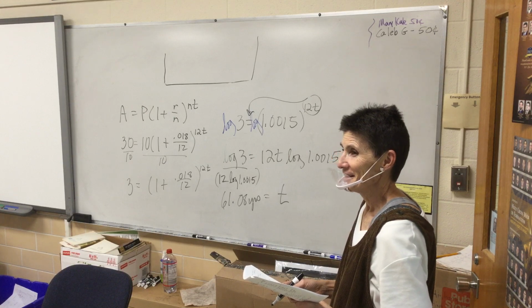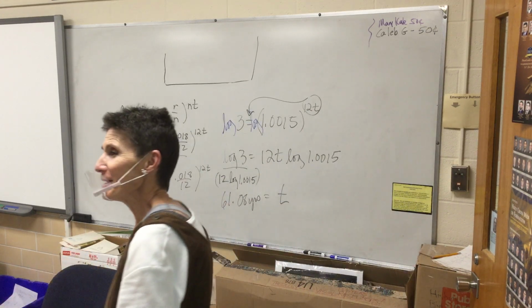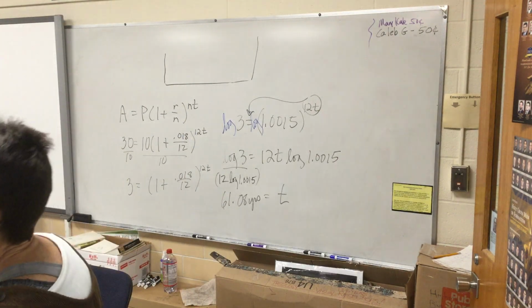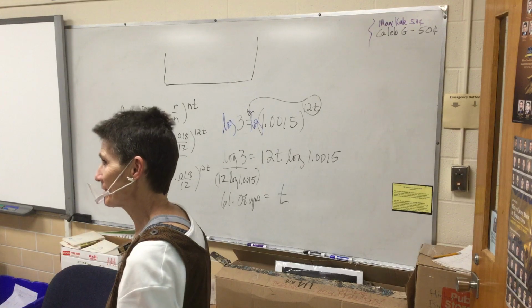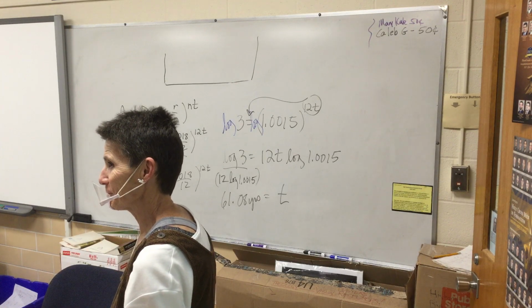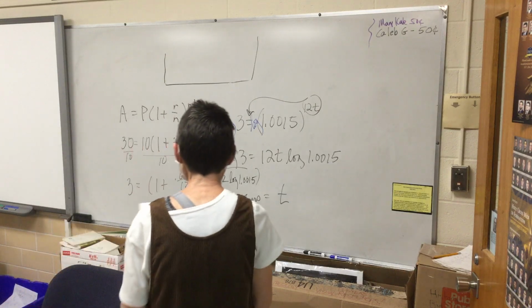Okay? To kind of help you understand that, if my parents had put $1 in the bank when I was born in this account, it would now be worth about $3, a little over $3. It's a long time. All right, number 7.